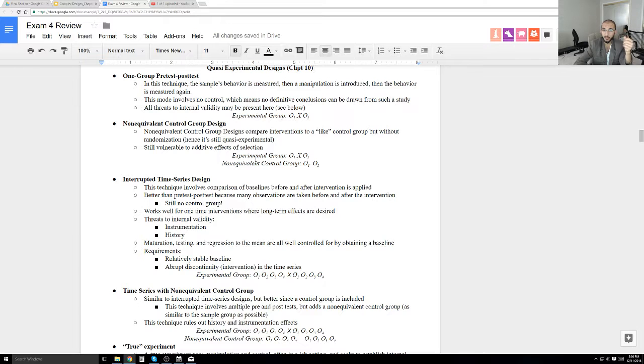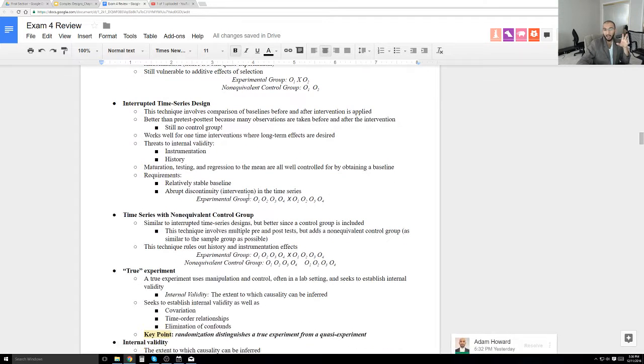Now, in the experimental group, we do measure, intervene, measure. In the non-equivalent group, we measure at the same times, but we don't introduce the intervention. That's what makes it the control. And that's all there is to it. If you understand the difference between those two, then you understand the difference. There's nothing else to it.